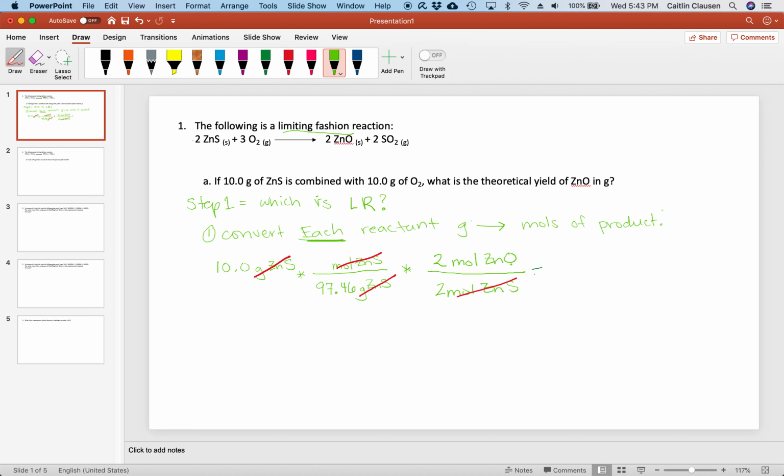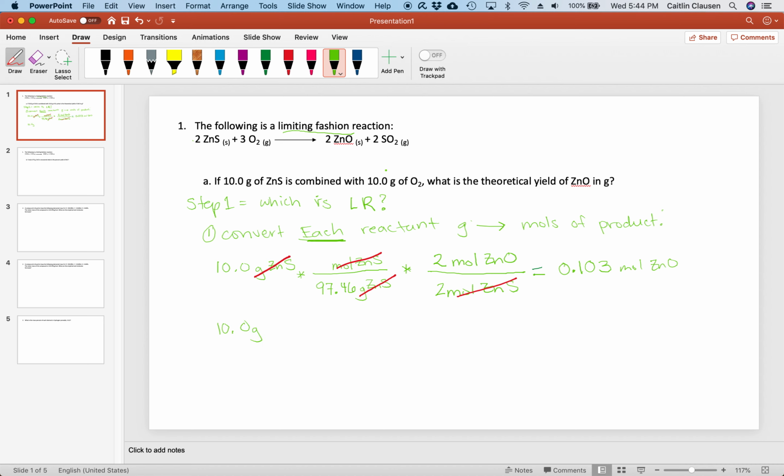And I get, the lowest number of sig figs because I'm multiplying is 3. So I need to report 3 sig figs. Moles of zinc oxide product. I'm going to do this again for the other reactant to see how much is made.